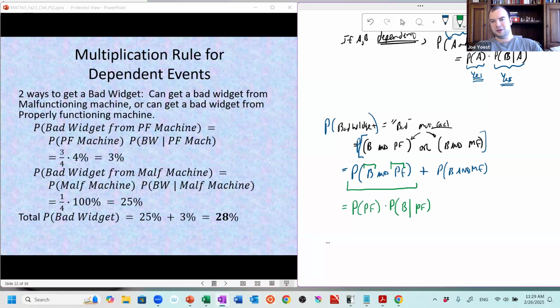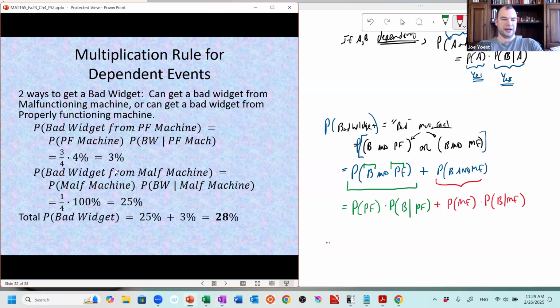And I can do something similar for this second one here, probability of malfunctioning machine. 1 in 4 widgets comes from the 1 out of the 4 machines that's malfunctioning, producing widgets at equal rates, times probability of a bad widget given malfunctioning machine. So this is the background supporting what I have on this slide.